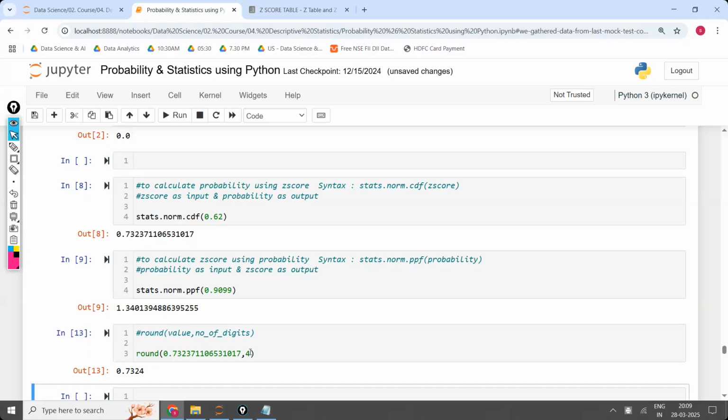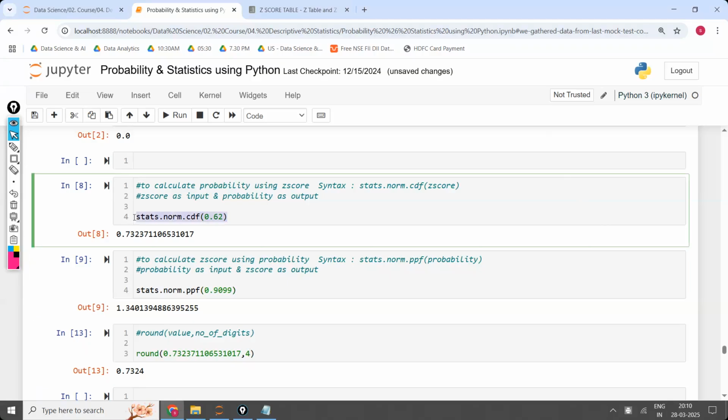Okay, is the point clear? Whoever has asked the question about round figure, is that clear? Ishwar, Satish. Done.